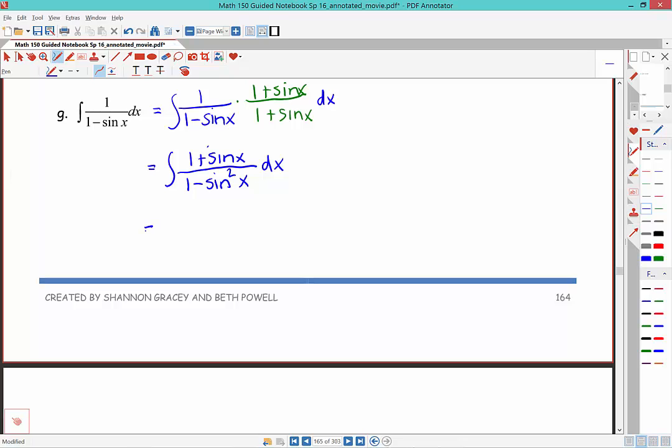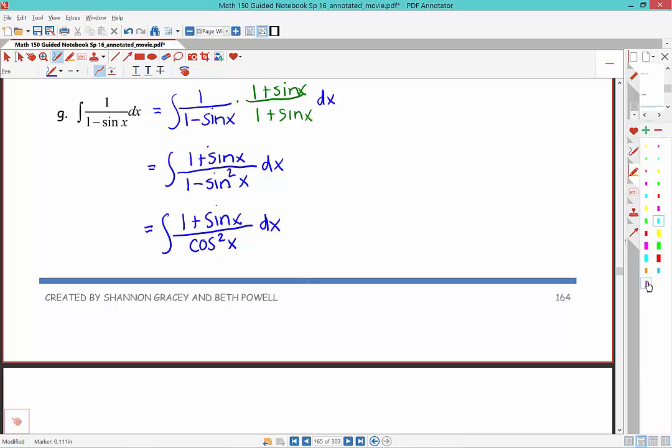But isn't that an identity? Good. We'll have 1 plus sine of x going in the numerator, but in the denominator, isn't that cosine squared of x using the Pythagorean identity? So here, this expression, and I haven't integrated anything yet, is equivalent to cosine squared of x.